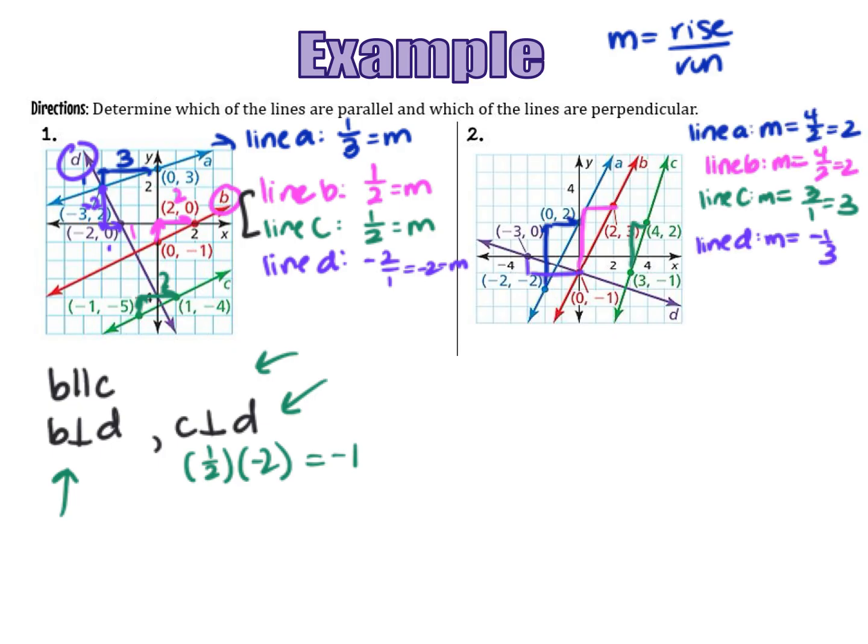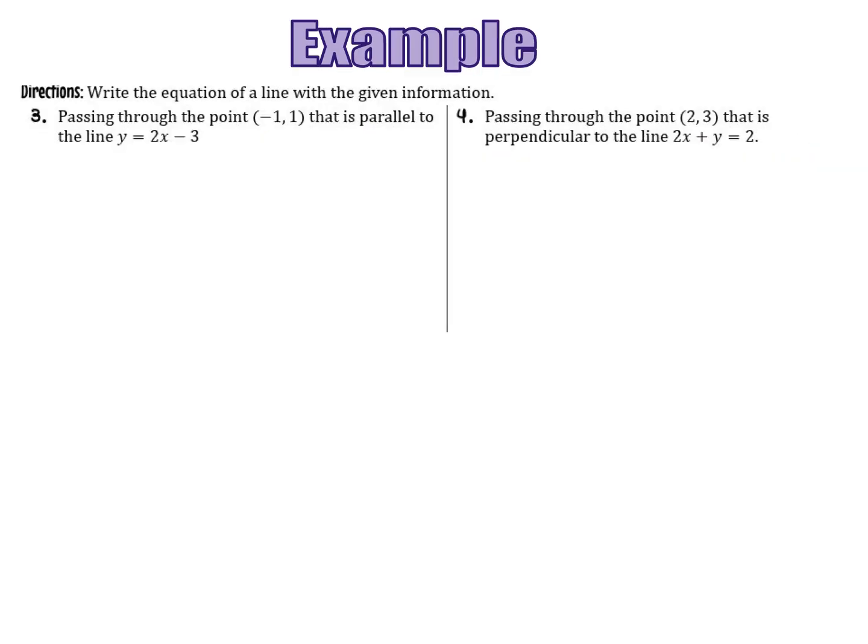So here are the slopes for those 4 lines, and now we can write statements comparing them. We can say that line A is parallel to line B because they have the same slope, which is 2. And we can say that line C is perpendicular to line D, again, because the product of those 2 slopes is equal to -1.